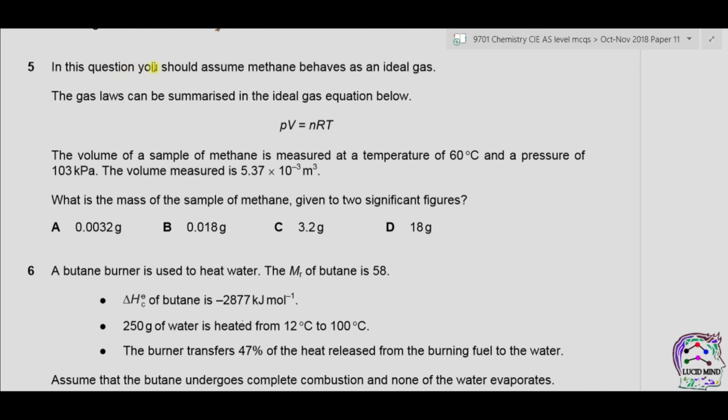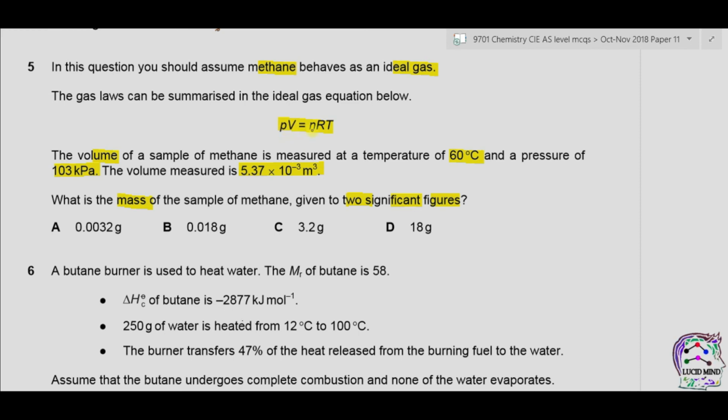Question number 5. In this question, you should assume methane behaves as an ideal gas. The gas laws can be summarized in the ideal gas equation below. PV = nRT. Volume of a sample of methane is measured at a temperature of 60 degrees centigrade and a pressure of 103 kilopascals. Volume is 5.37 × 10^-3 meter cube. What is the mass of the sample of methane, given to two significant figures?